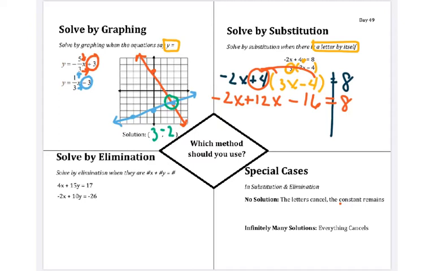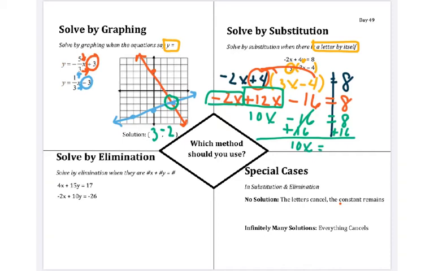Step 2 is called combining like terms. -2x and a +12x can be put together because they're both x's on the same side of the equal sign. -2 plus 12 is 10 x's. Then I bring the rest down. -16 equals 8. To get x by itself, I solve. You always move the constant or the number first, plus 16 to both sides. So 10x equals 8 plus 16 is 24. Divide by 10, divide by 10.